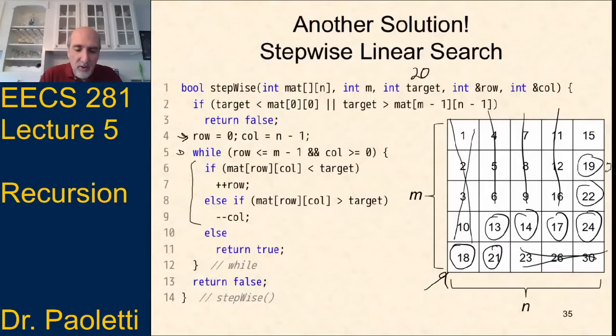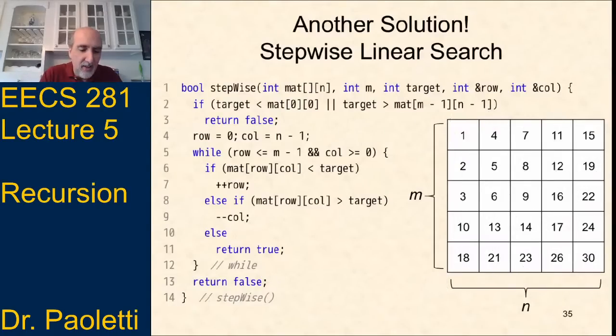How about, could I start in the upper left? I'm looking for 20. That's not 20. You can eliminate nothing. You can go right or you can go down. I don't know which. That didn't help. What if I start looking for 20 here? Well, that's not 20. Could be above you, could be to the left of you. I don't know. Go both ways. Doesn't help. So this one, we can start in the upper right.